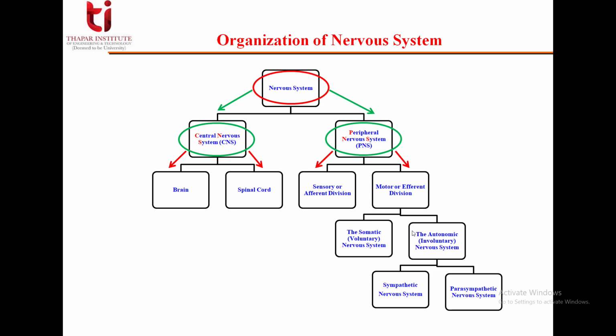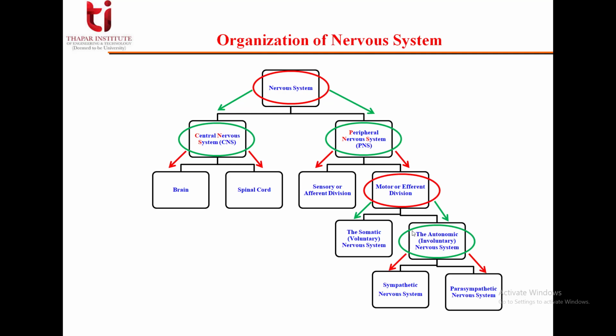Now, the motor division can be further subdivided into the voluntary, that is the somatic nervous system, or the involuntary, that is the autonomic nervous system. And finally, the autonomic nervous system is further divided into the sympathetic and the parasympathetic nervous system. So this was the complete organization of the nervous system.